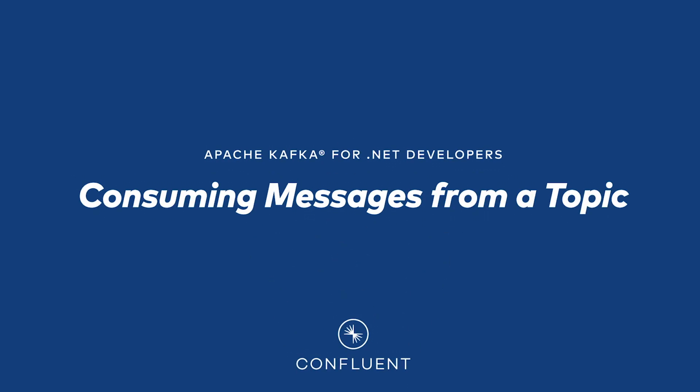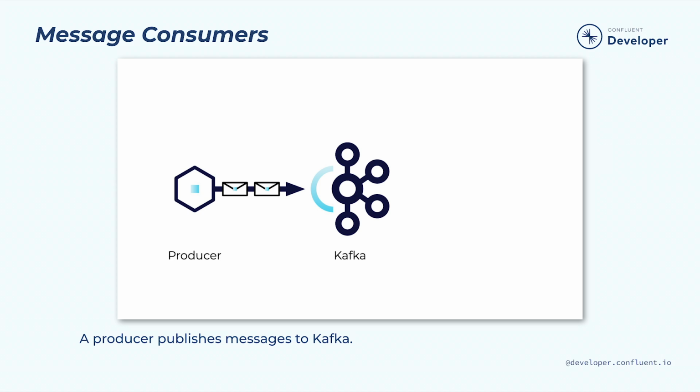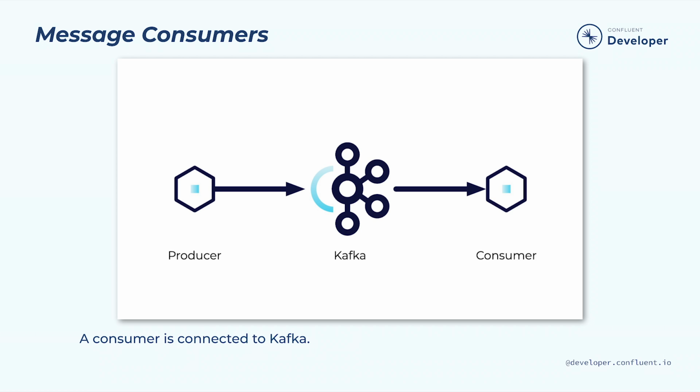Let's take a look at how we can consume messages from a Kafka topic in a .NET application. Once we've published our messages to Kafka, we need to be able to get them out again. We do this by creating a Kafka Consumer. The job of the consumer is to process each message in a topic. Usually, they're processed one at a time in the order they're received.